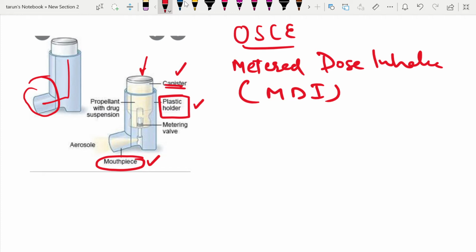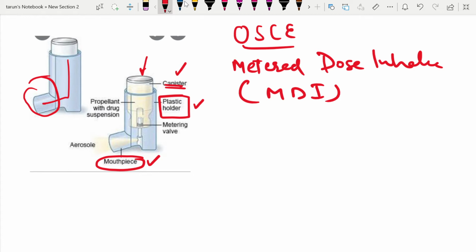This canister contains the medicine to be inhaled in aerosolized form. So the parts of the metered dose inhaler are the mouthpiece, a plastic holder, and a canister containing the medicine, which is delivered through a metering valve in the form of aerosol. The canister contains the propellant with drug suspension. The mouthpiece has a cover, which is called the cap.